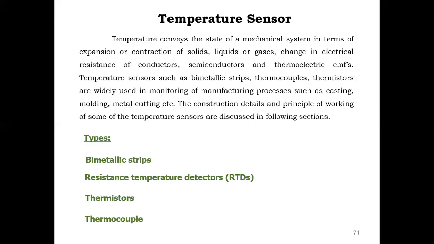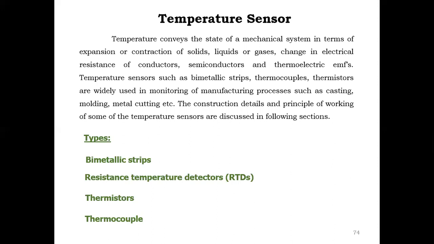Okay, next we are going to see the temperature sensor. Temperature is the main parameter sensed in the engine, because we need to calculate the heat of the engine; only then can we analyze the process. So we need a temperature sensor in the engine. Temperature conveys the state of a mechanical system in terms of expansion or contraction of solids, liquids, or gases, and change in electrical resistance of conductors, semiconductors, and thermoelectric elements.